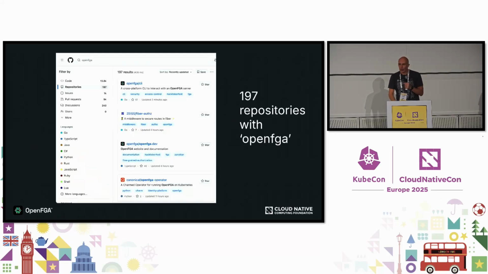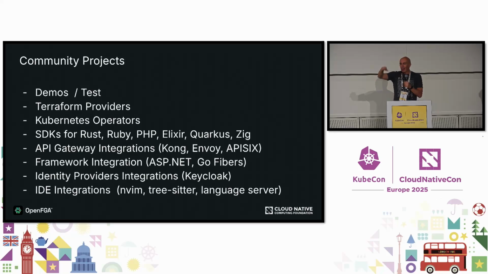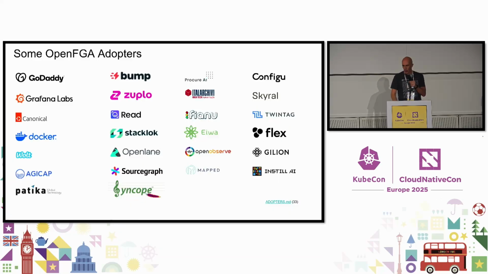How is it being used? If you search for OpenFGA in GitHub, you're going to find 197 repositories that have OpenFGA in the title or in the description, which we didn't create. And these are the things the community is building around OpenFGA: demos, providers, operators, more SDKs, API gateway integrations, framework integrations, IDPs, IDE integrations, all of those built by the community.